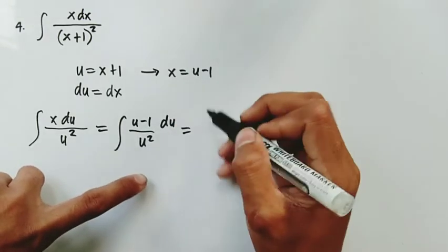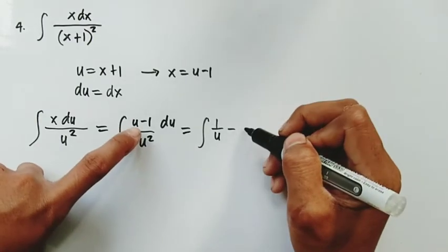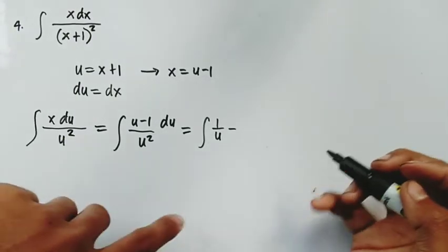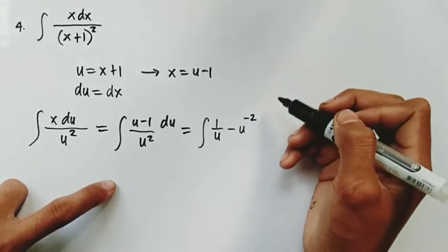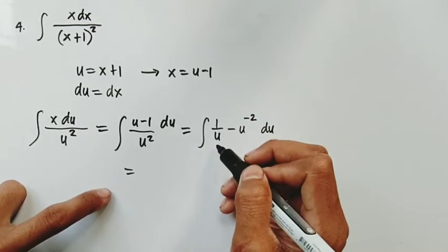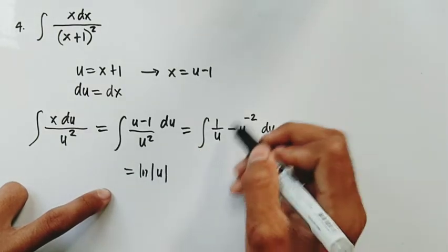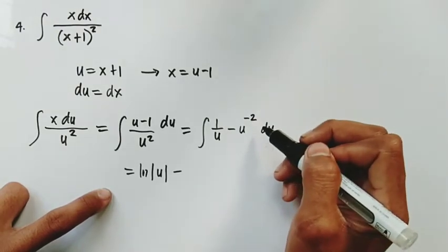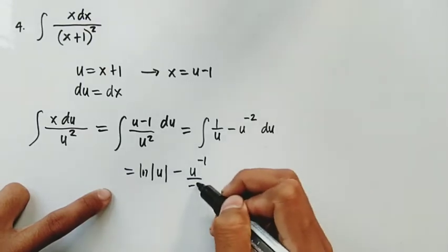And split natin, napaka-basic, u over u squared is 1 over u. And eto, 1 over u squared is still 1 over u squared. And pwede natin siya ilipat sa taas. Magiging u raised to negative 2. Inegate lang natin yung power. And du. Now, integral of 1 over u, du is equal to ln absolute value of u. And eto, power rule, just add 1 to the exponent. Negative 2 plus 1 is negative 1. So magiging u raised to negative 1 over negative 1.